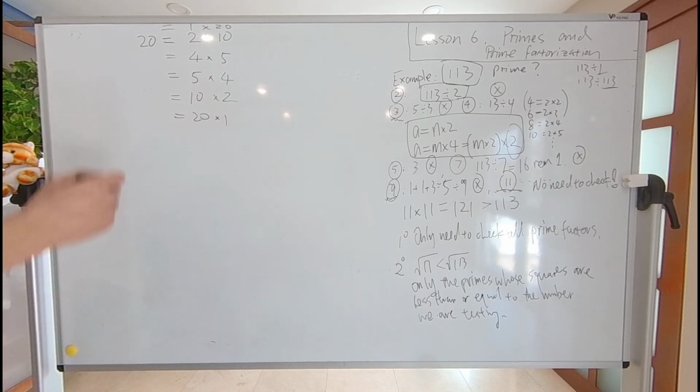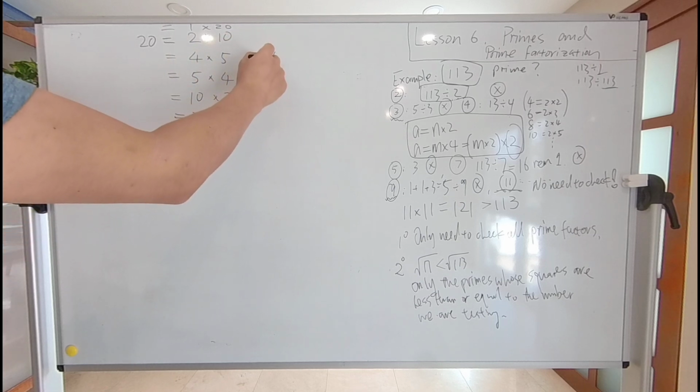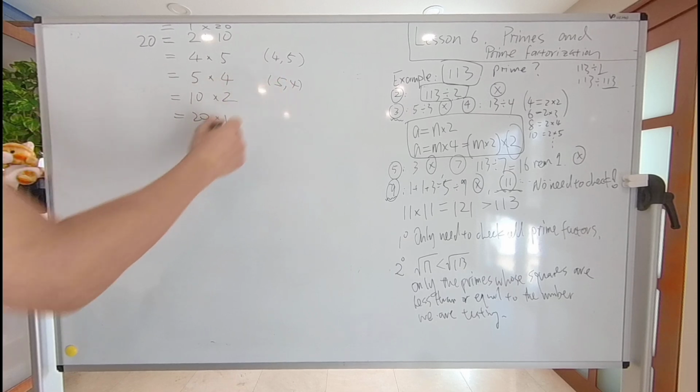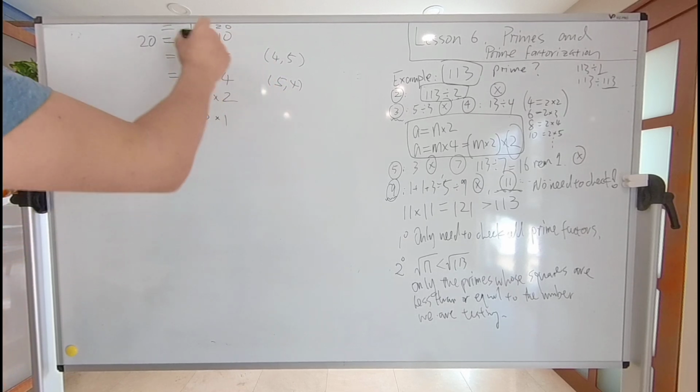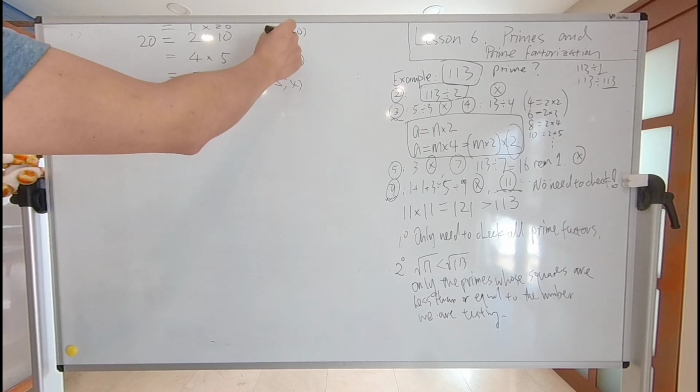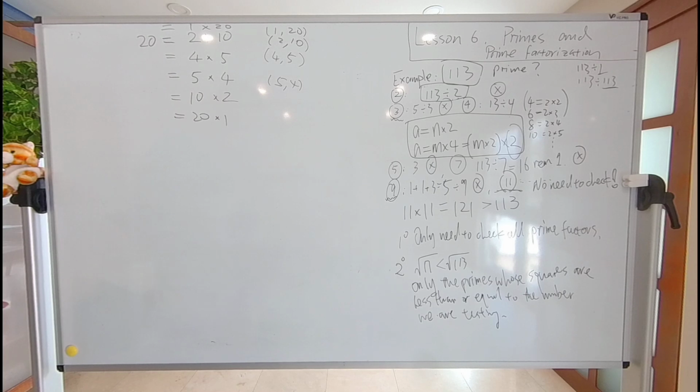So you can see that all the factors are coming in pairs. If you have a factor of 4, you must have a factor of 5, and 5 and 4 come in at the same time. Or you have a factor of 1, you must have a factor of 20. If you have a factor of 2, you must have a factor of 10, right? They're all coming in pairs. But is that true for all numbers? It's actually not. There's one special case, and there's only one special case, which is the perfect square.